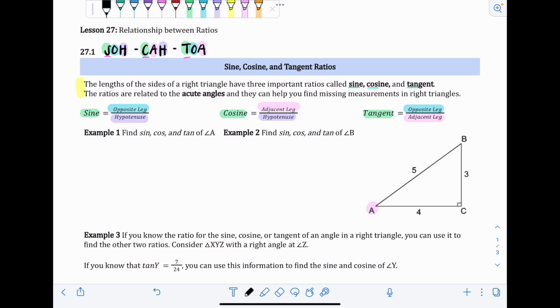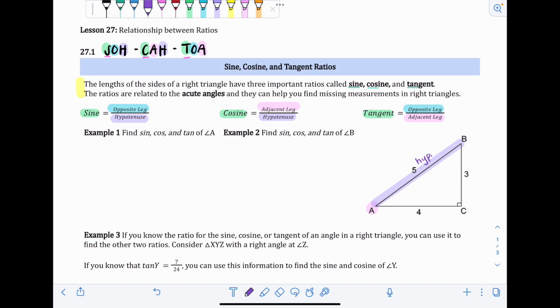Okay, so for example 1, before we get started, we need to figure out, okay, what does opposite leg mean? What does adjacent leg mean? And then of course we know hypotenuse is the longest side of a right triangle. So in this triangle, the hypotenuse is AB. So it's always the longest side, and it's also the side that is opposite of the right angle. So in this case, it's AB. I'm going to go ahead and label it as hypotenuse.